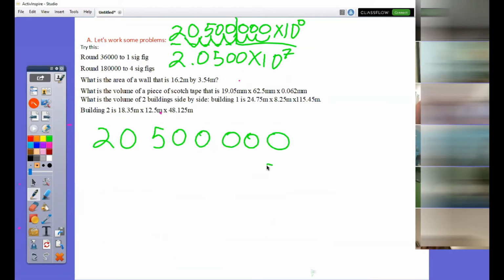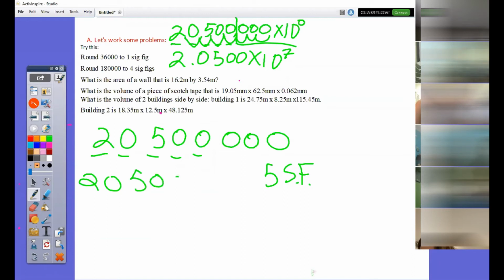20,500,000. And I asked for 5 sig figs. You always keep the large numbers. Count all 5. I need to keep those 5. Now, I can't distinguish between that 0 and this 0, that one having significance and that one not having significance. So I know now I must write in scientific notation. So I'm going to go ahead and rewrite this number times 10 to the 0. By doing so, I have not changed the value of the number.